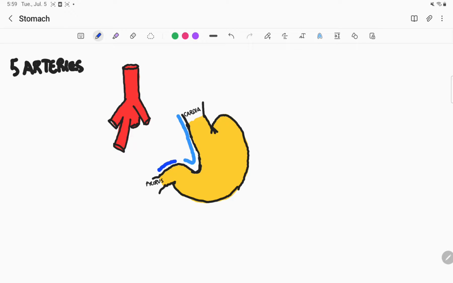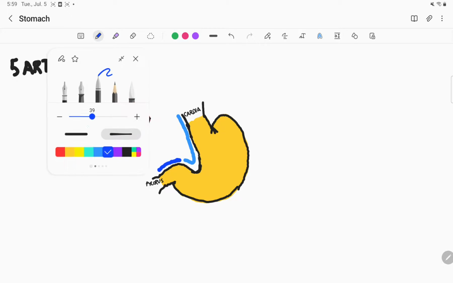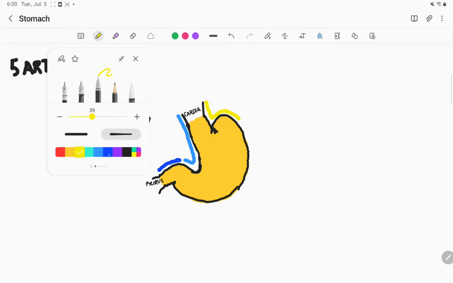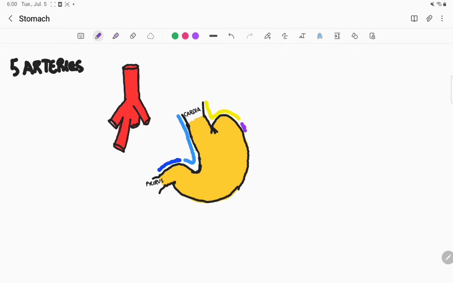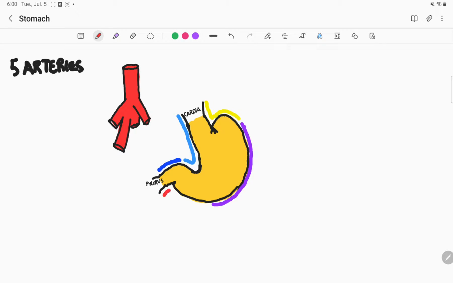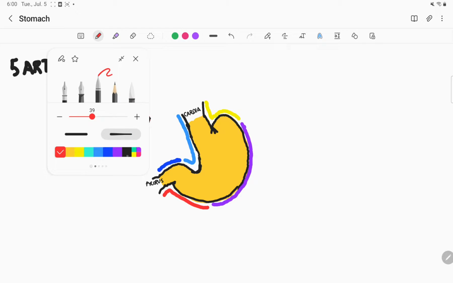So there's section 1, section 2, number 3, number 4, and I need one more color. Number 5. Hopefully the red doesn't get too confusing. So there's roughly where each of them goes to.